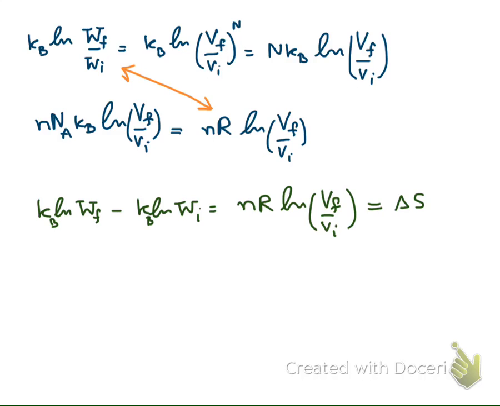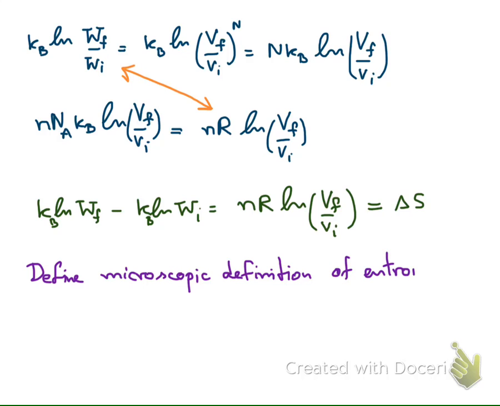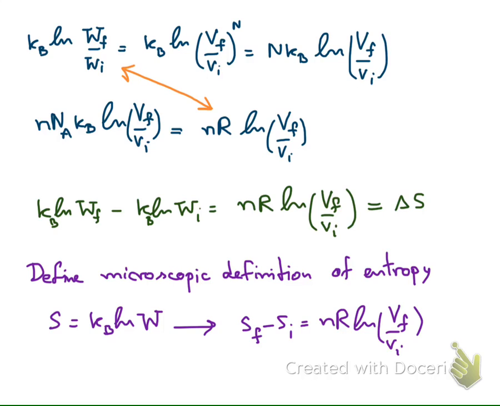So from this equation, we may call this the microscopic definition of entropy: S is equal to kB log W. So we have that Sf minus Si is equal to n R log Vf over Vi. This is for the free expansion.